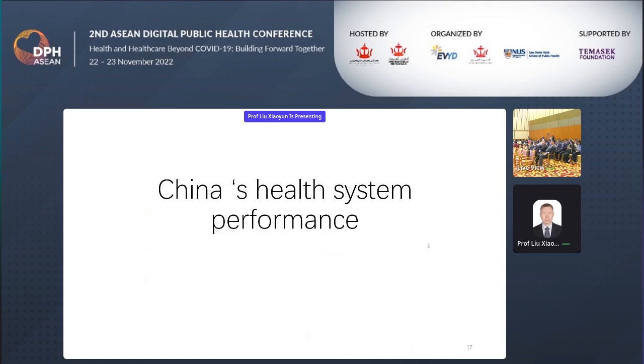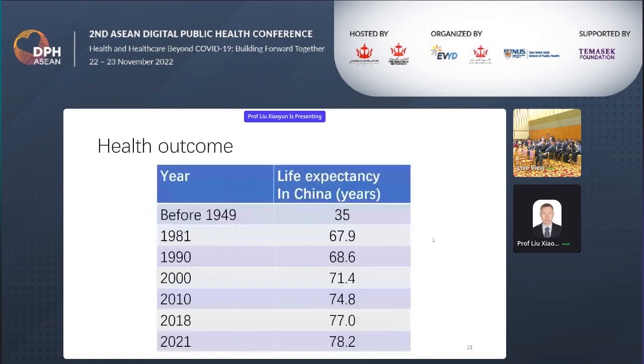Lots of health information and health system interventions are going on. So next, I will briefly introduce some performance indicators of the health system in China in the last 10 or 12 years. First, as a health outcome, the life expectancy dramatically increased from 35 years old before the 1950s to 78.2 years old last year. So it's a rapid increase of the life expectancy.